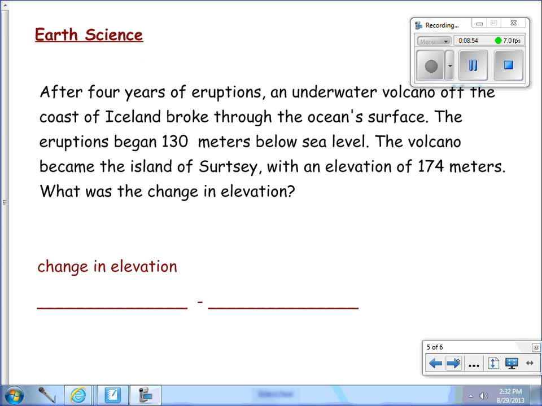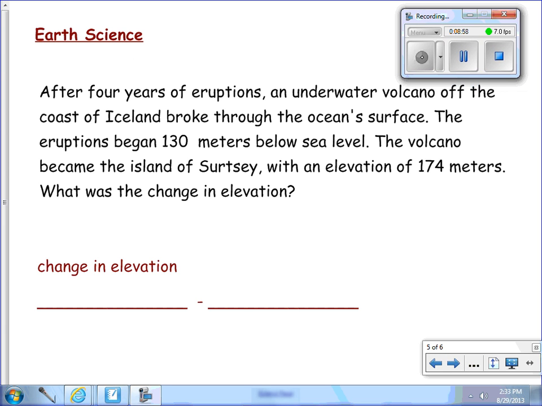Now, we're going to do another word problem using this same formula. After 4 years of eruptions, an underwater volcano off the coast of Iceland broke through the ocean surface. The eruptions began 130 meters below sea level. The volcano became the island of Surtsey with an elevation of 174 meters. What was the change in elevation?